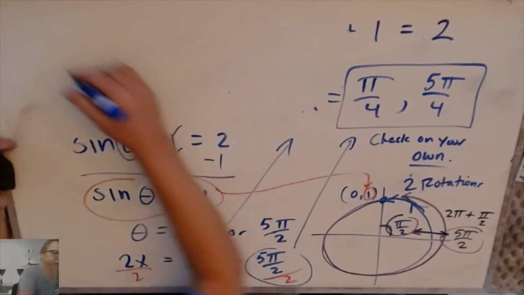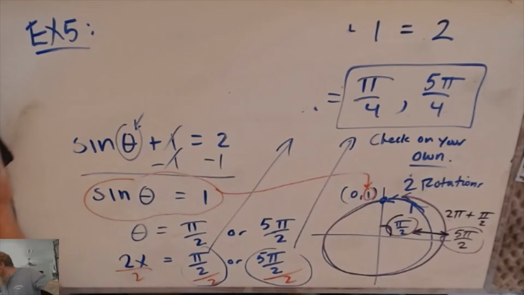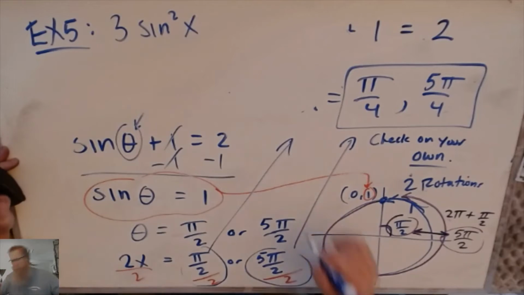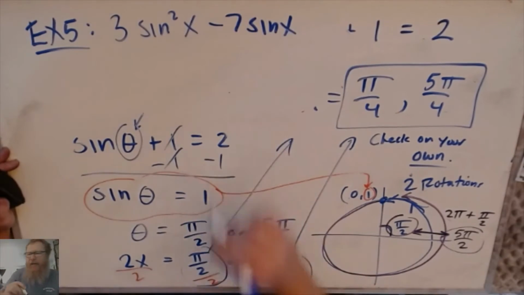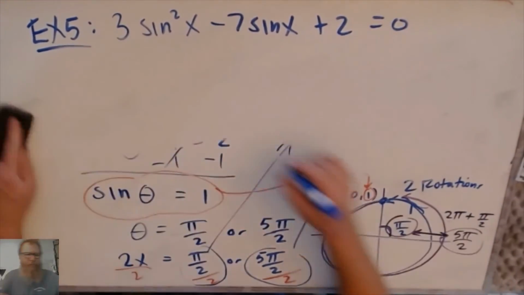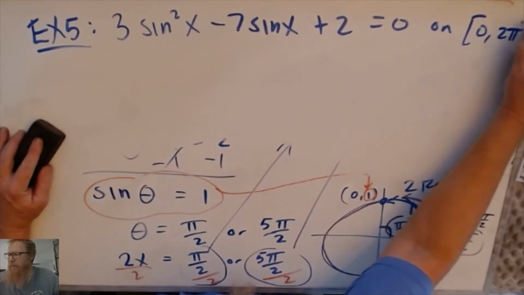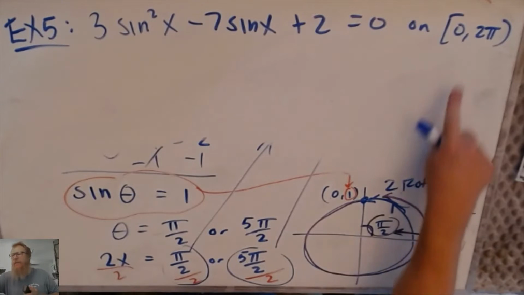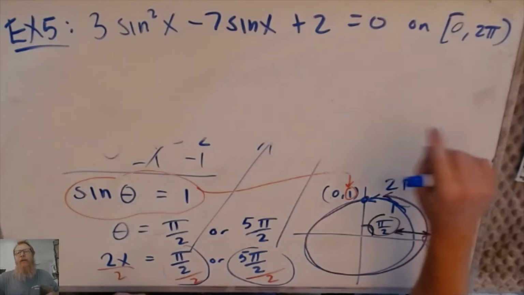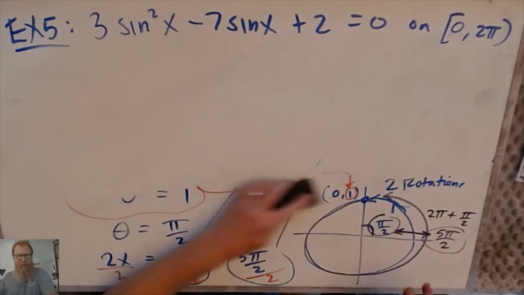Example 5. Three sine squared x minus 7 sine x plus 2 equals 0 on the interval 0 to 2 pi. This is pretty standard, 0 to 2 pi. There's only maybe 1 or 2 exceptions to this where I change the interval a little bit. So make sure you read carefully. You don't get caught in the one exception that's not true.